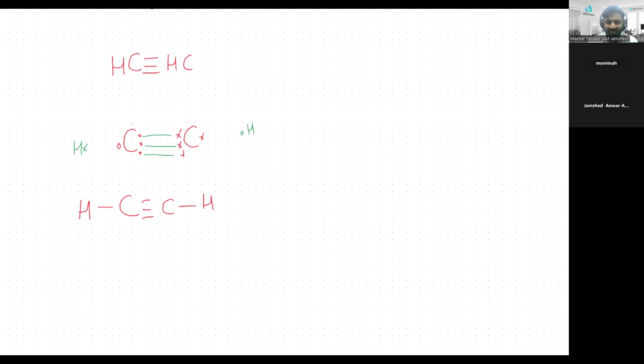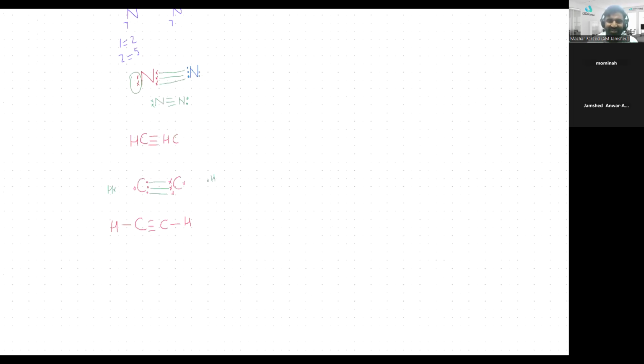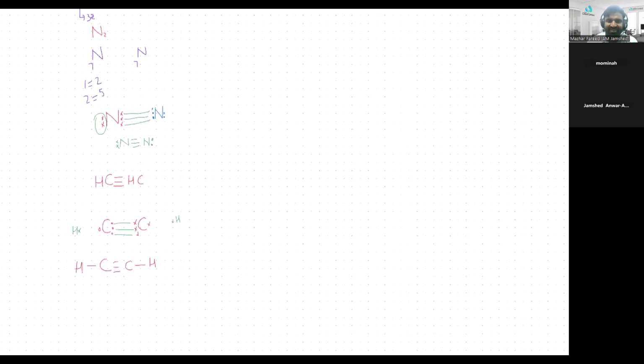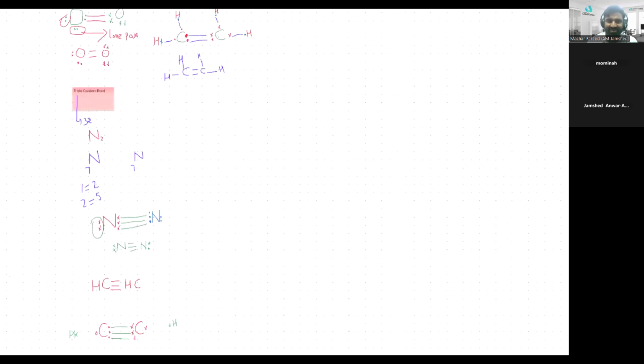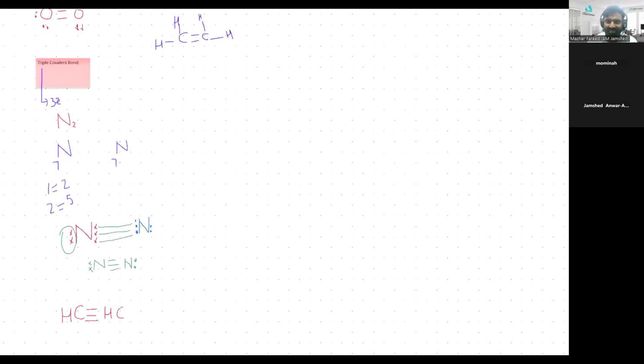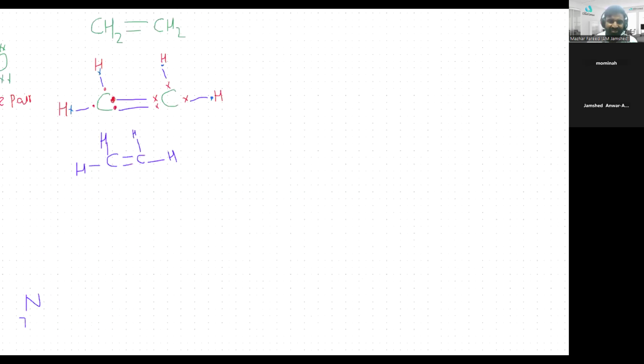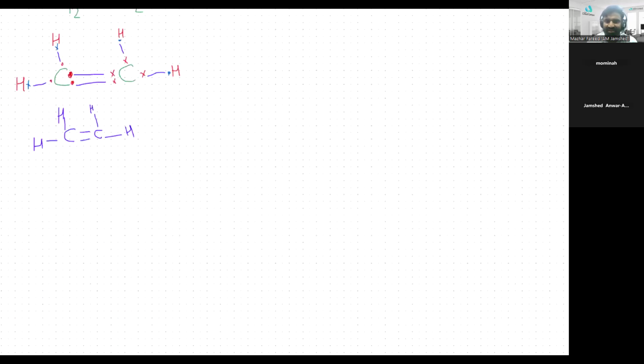So this is the example of a triple covalent bond. Now I'm giving you 3 examples to decide which category of covalent bond they belong to: single, triple, or double. So the first example I'm assigning you is water, H2O. Can you guess the bonding in water? Which type of covalent bond is present in water? Single, double, or triple?